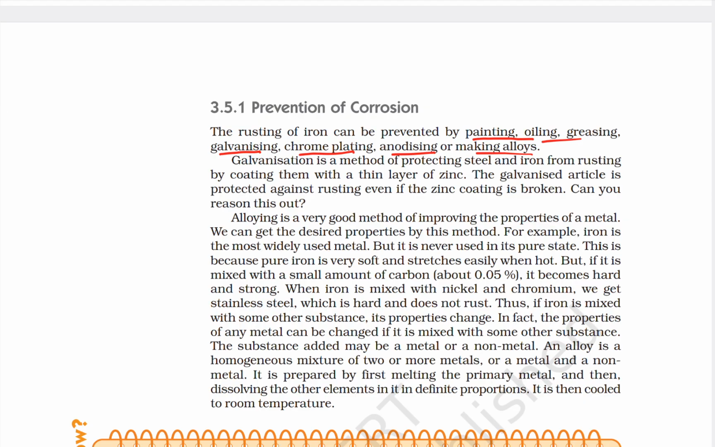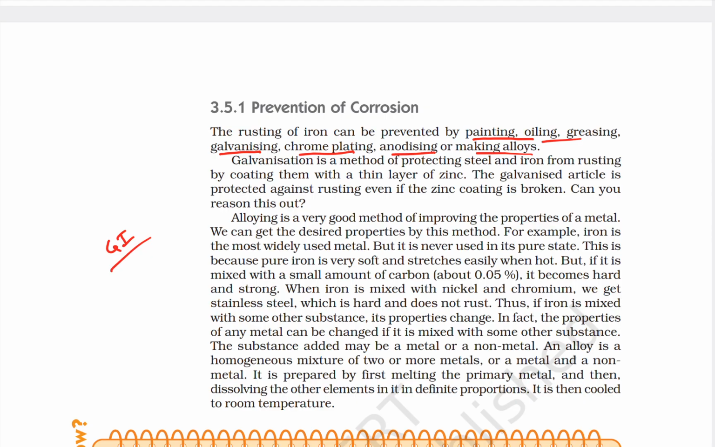Example, galvanized iron. Iron pipes you will have, GI pipes you will say. So there you are using zinc. Coating iron or steel with a thin layer of zinc is known as the galvanizing process. What is electroplating?